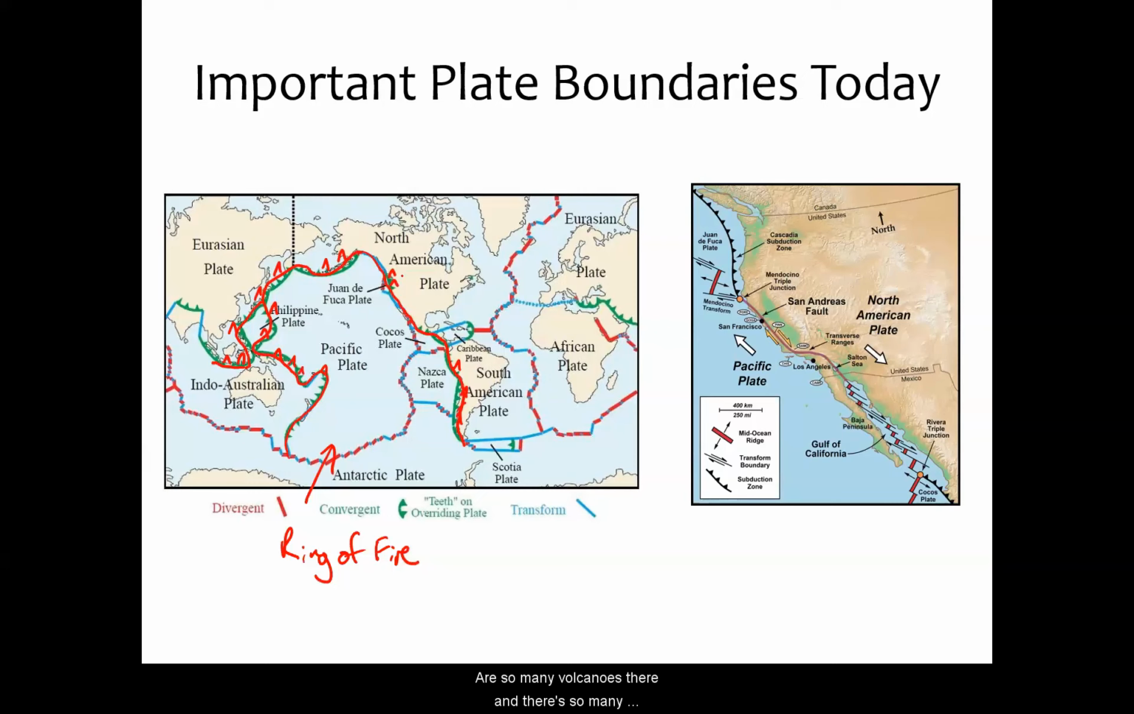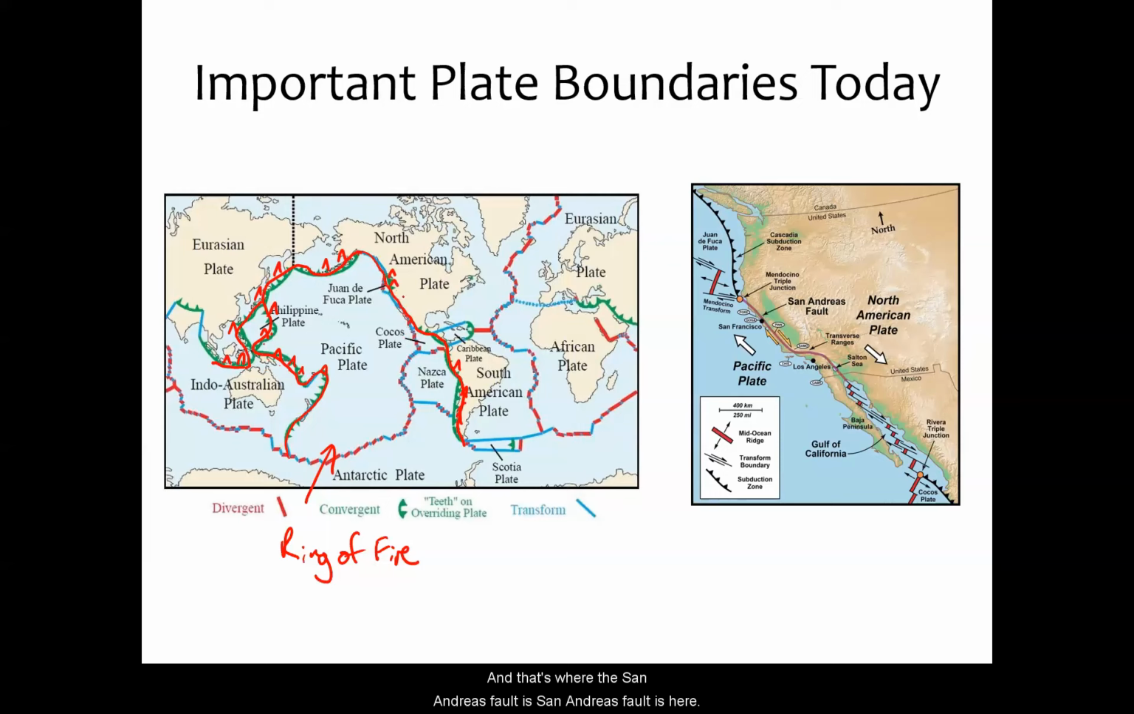There are so many volcanoes there and so many earthquakes around this perimeter as well that this is really well known. And we talk about the Ring of Fire a lot. This is what we're referring to here: this ring of geologic activity around the Pacific Ocean, where you have a lot of convergent boundaries, so a lot of volcanoes and earthquakes from that. And then what's not convergent, you'll have a lot of transform boundaries along the western coast of the US, which I've zoomed in on over here on the right.